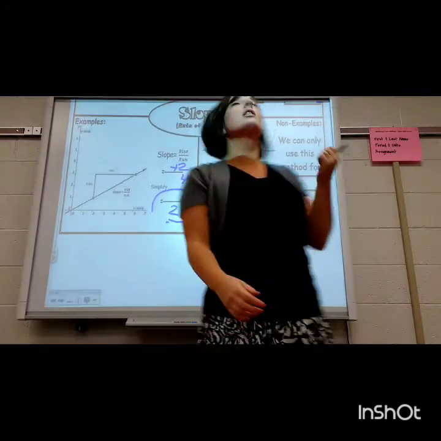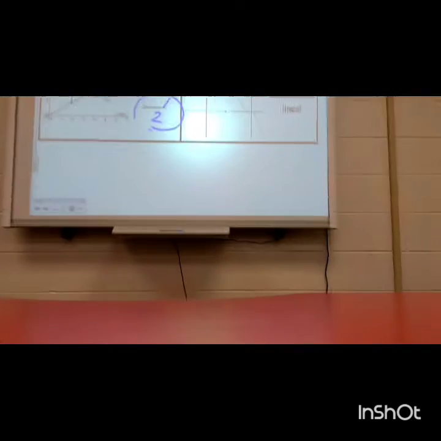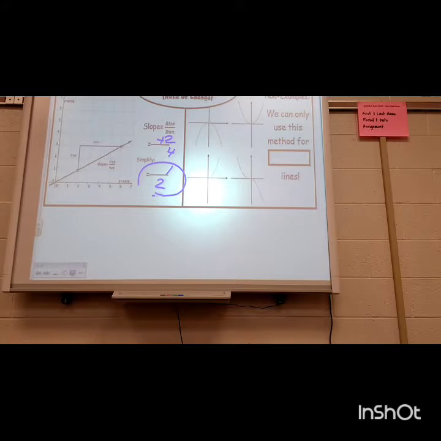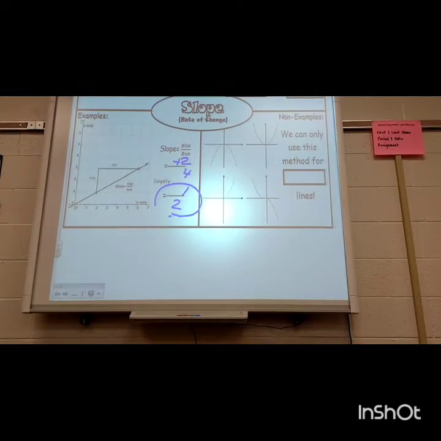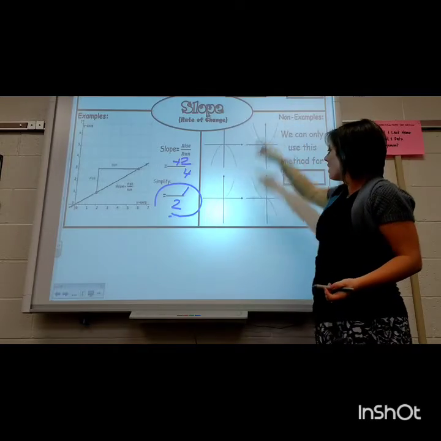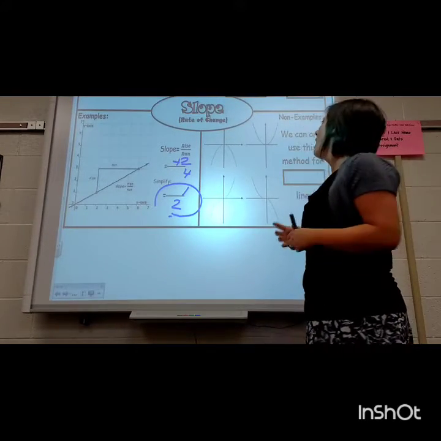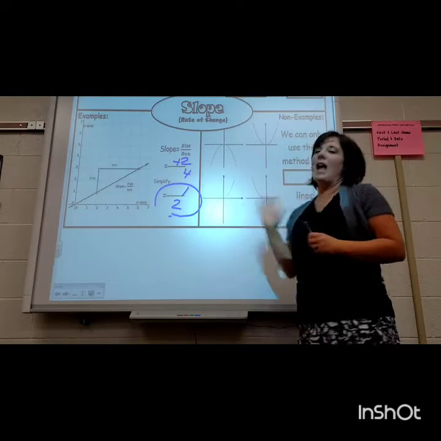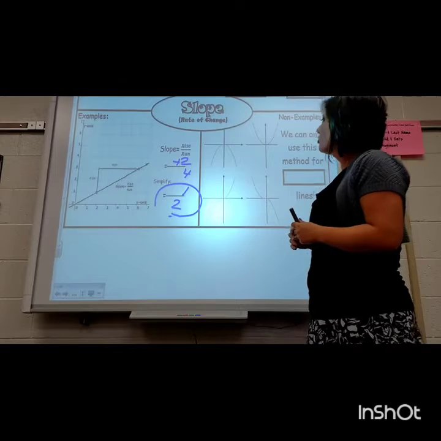All right, if you take a look at my non-examples over here, you're going to see that these graphs look different. Why do these graphs look different? They look different because they're curved. This curve here is known as a parabola, and a parabola happens when the line does not have a constant rate of change, and it is not a straight line.